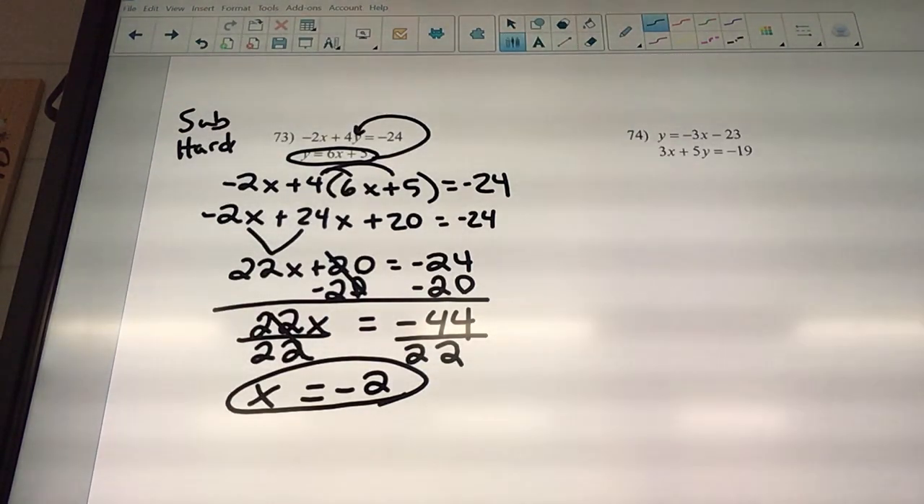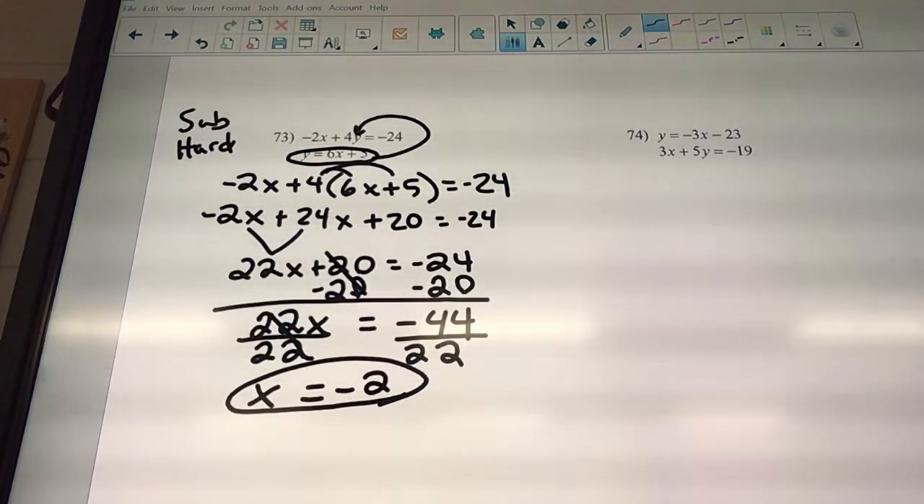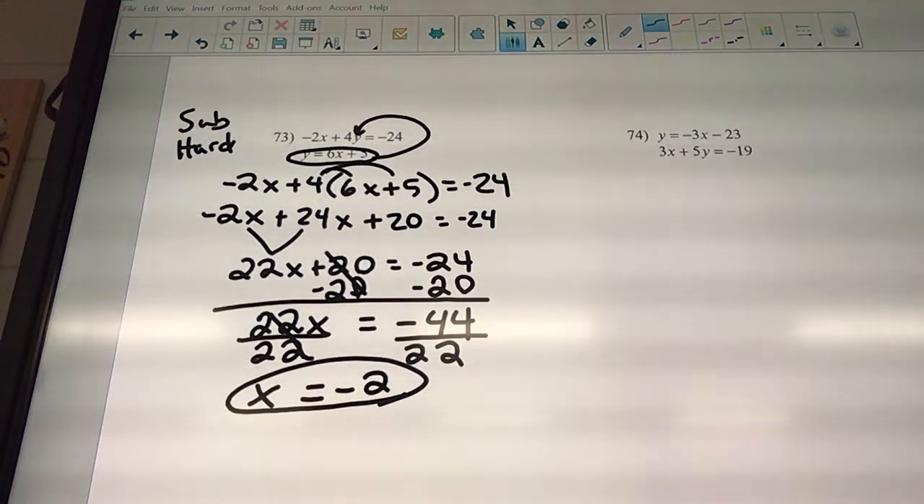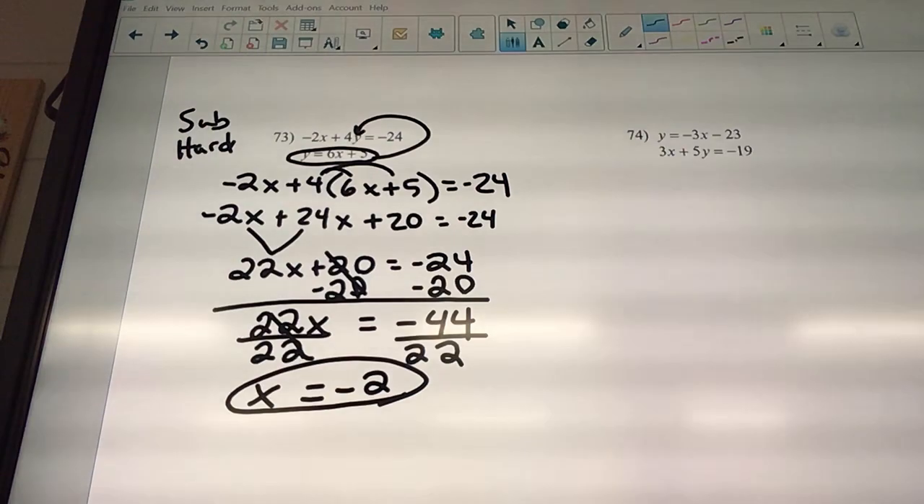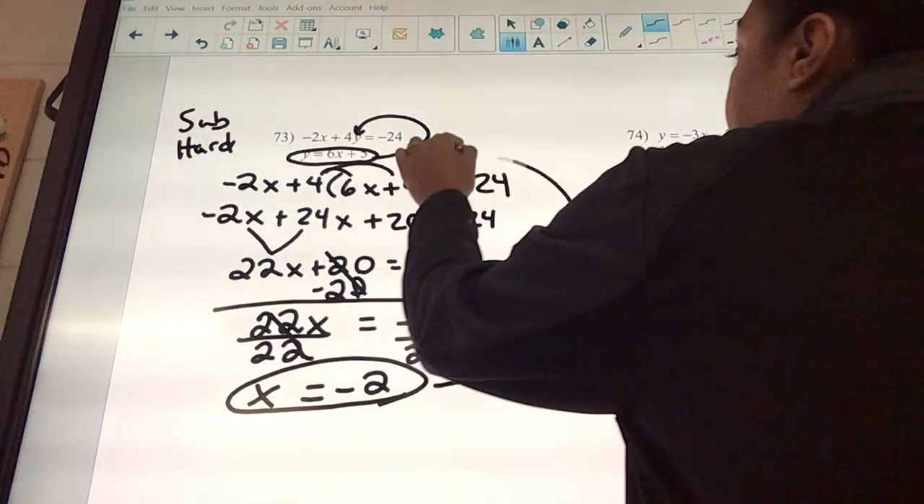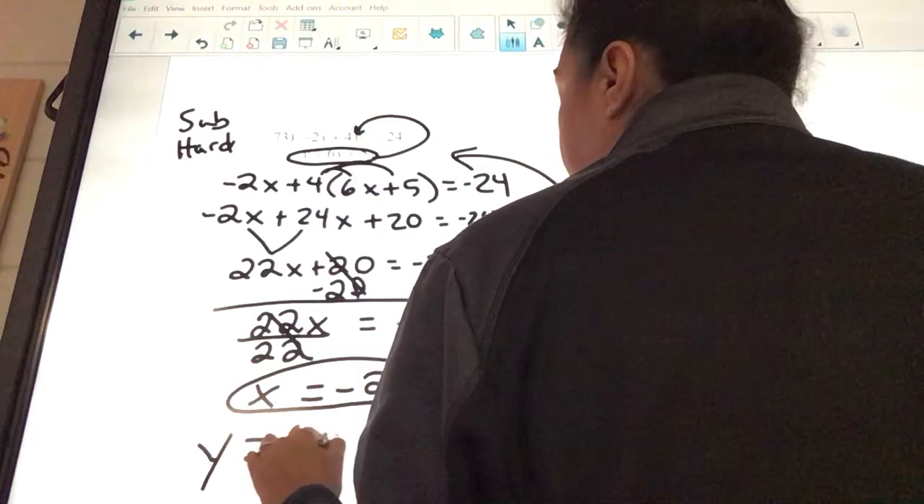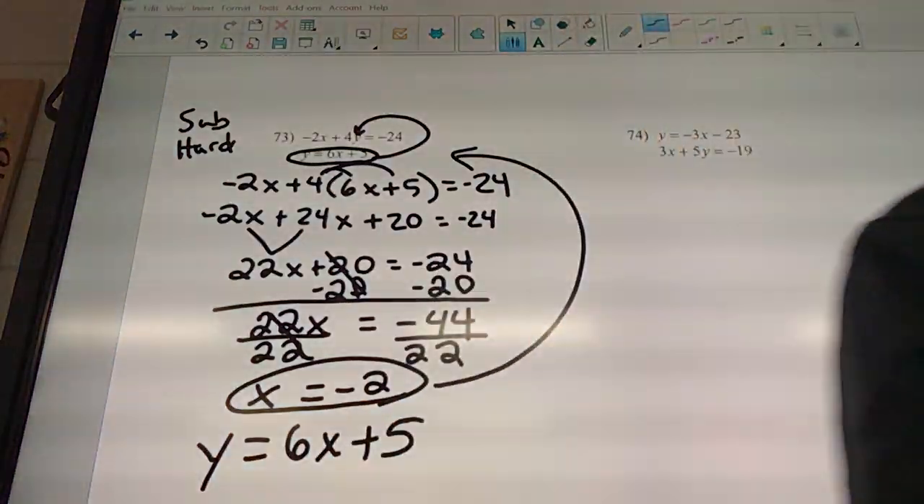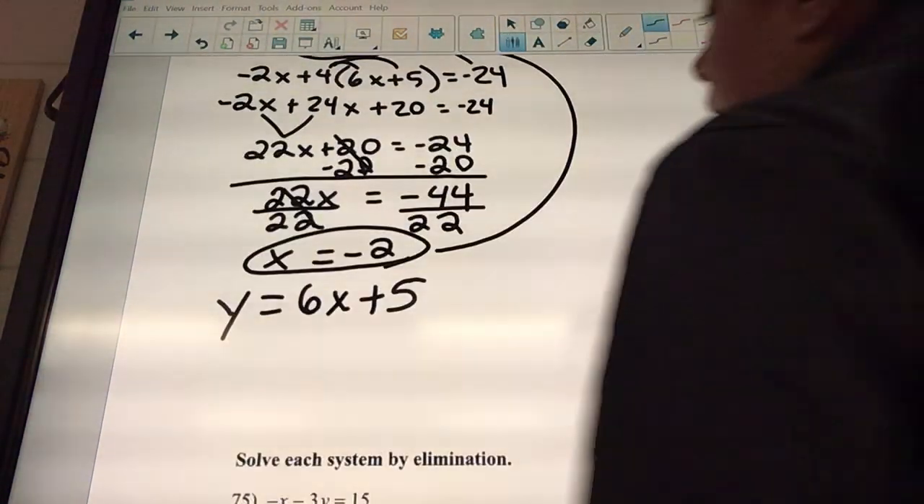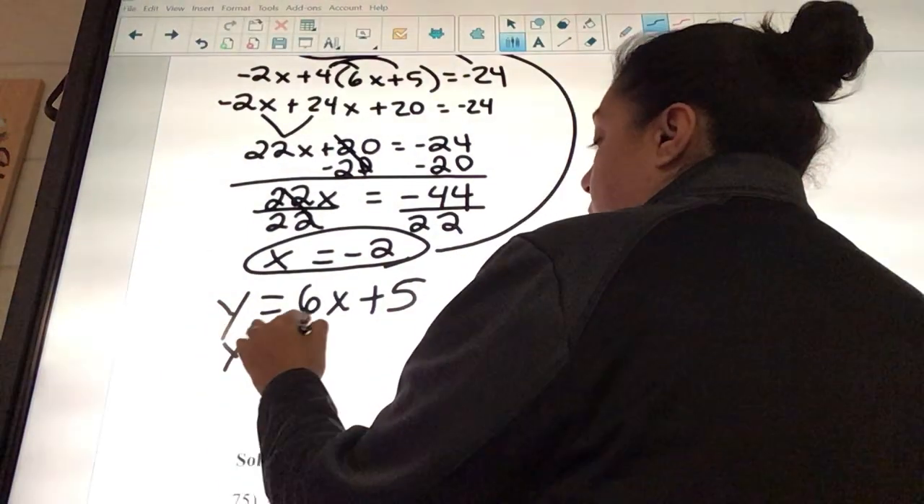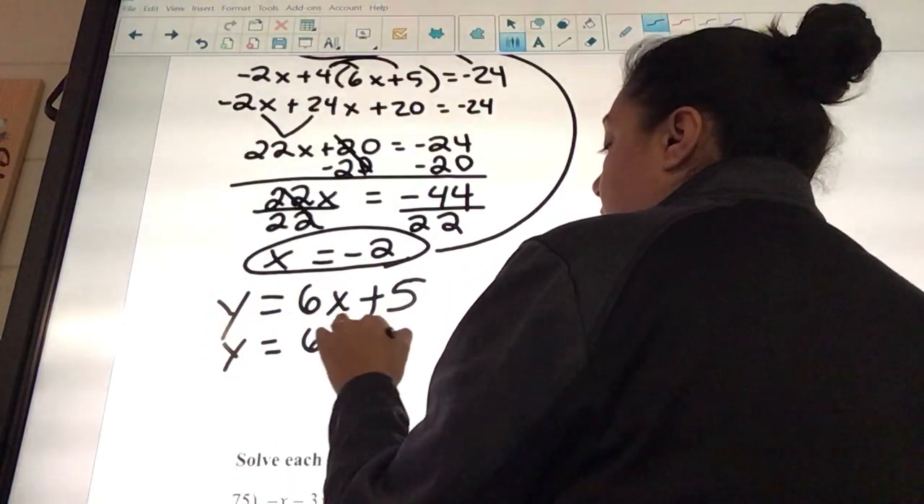Now, on the other one, the easy one, this is where you could stop. On this one, that's not truthful because we don't have the y solved. So we have to take it and plug it back in up here. That says y equals 6x plus 5. Well, I know my x now. My x is -2. So we got y equals 6 times -2 plus 5.